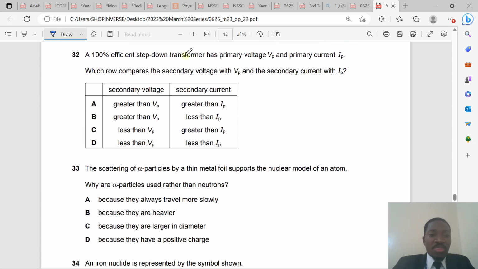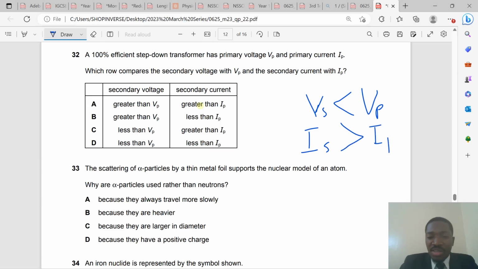Number 32. A 100% efficient step-down transformer has primary voltage Vp and primary current Ip. Which row compares the secondary voltage Vs and secondary current Is? Since it is a step-down transformer, it brings down the voltage. That means the voltage in the secondary section will be lower than the voltage in the primary section. That automatically means the current in the secondary section will be greater than the current in the primary section.